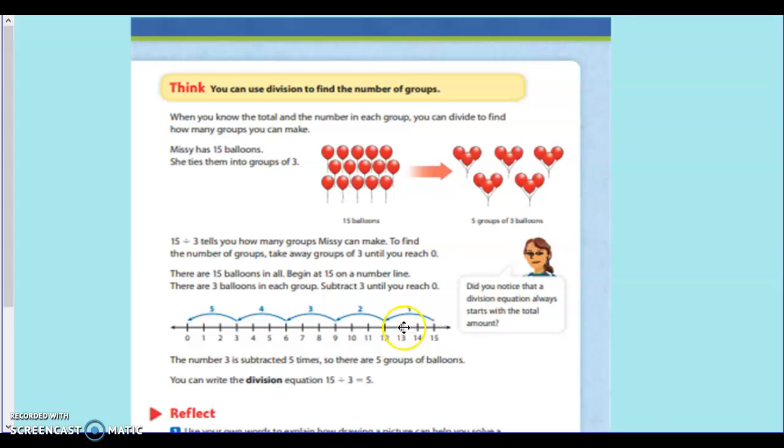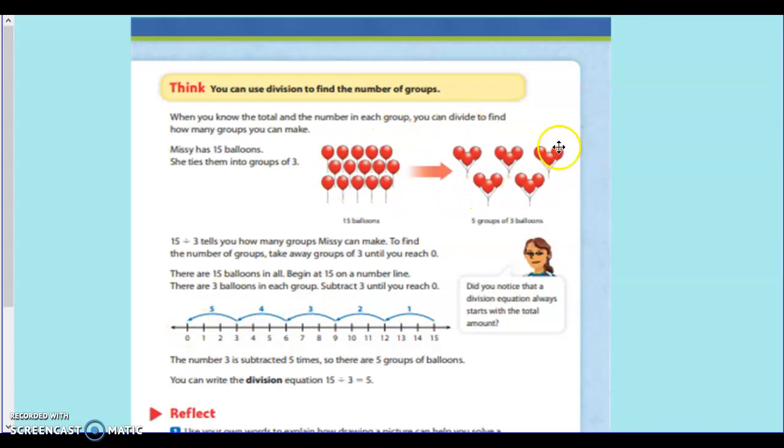So you would count back 1, 2, 3. 1, 2, 3. 1, 2, 3. Think of the video we watched to start with. They were putting dots on the number line, and then they drew the hops in. So then you end up with 1, 2, 3, 4, 5.